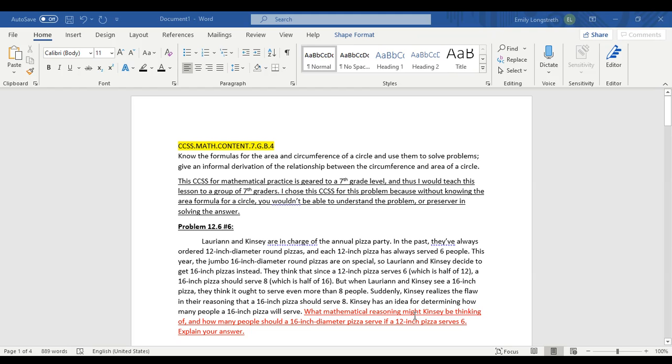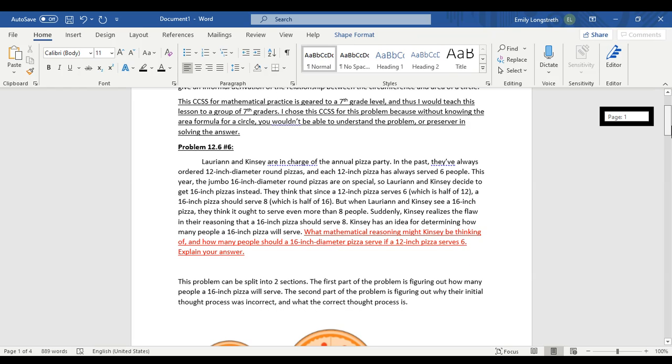This Common Core State Standard is geared to a 7th grade level, and thus I would teach this lesson to a group of 7th graders. I chose this CCSS for this problem because without knowing the area formula for a circle, you wouldn't be able to understand the problem or persevere in solving the answer.